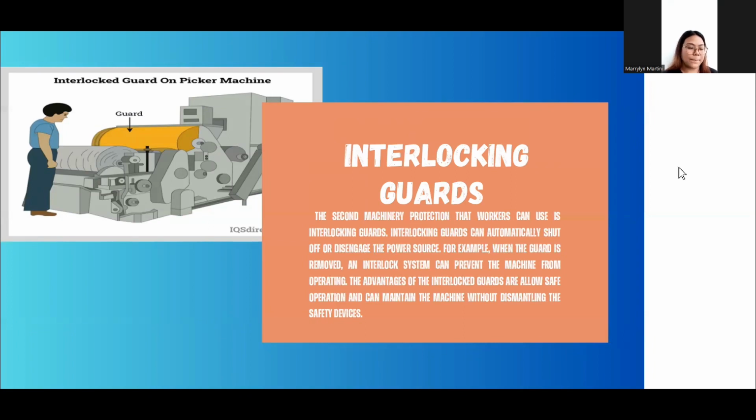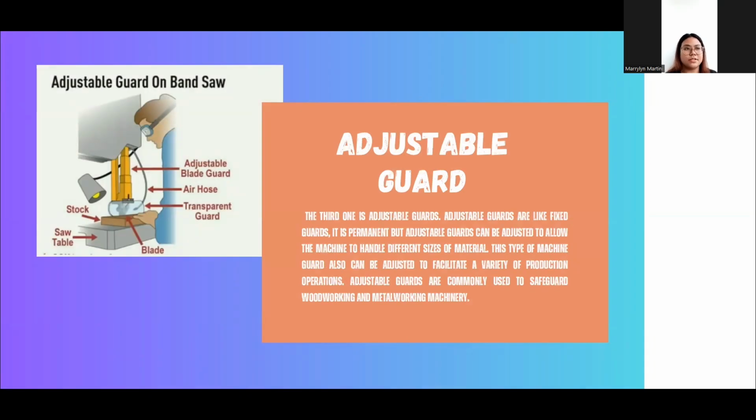The third one is adjustable guards. This is permanent like a fixed guard but can be adjusted to allow the machine to handle different sizes of material. This guard can be adjusted to facilitate a variety of production operations. It is usually used to safeguard woodworking and metalworking machinery. The advantage of this adjustable guard is that it can be constructed to suit any specific application.